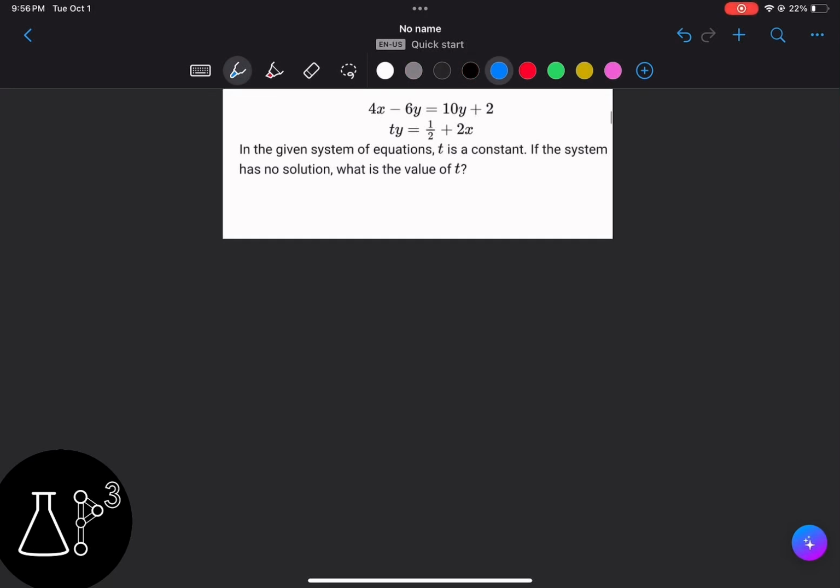Hello and welcome back to another AP3 video, and in today's video we're going to be going over SAT math problems, algebra questions. In today's video we're going to be using Desmos to figure out why it works with Desmos and how we can use it with and without Desmos.